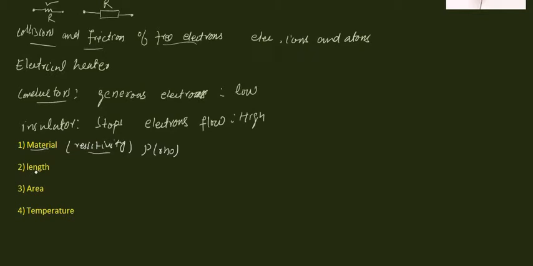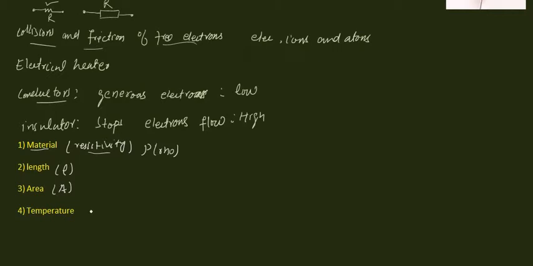The length identifies how long the path of the current is. The greater the path of the current, the greater will be its resistance, and it is represented by L. The third one is the area of the conducting material. The greater the area of the conducting material, the less will be its resistance. The last one is the temperature. If we increase the temperature of the conducting material, the vibration and the collision between the free electrons and atoms or ions will increase, as a result of which the difficulty for the free electrons to flow inside the conductor will increase.